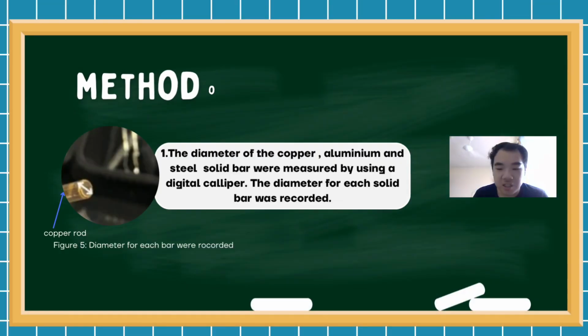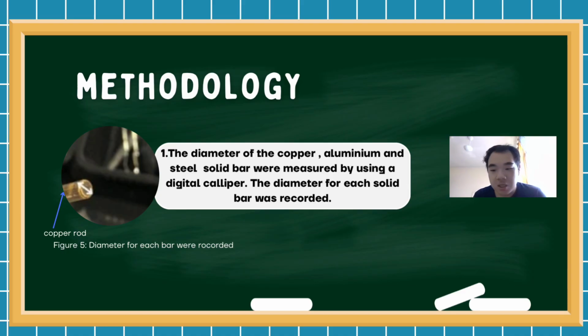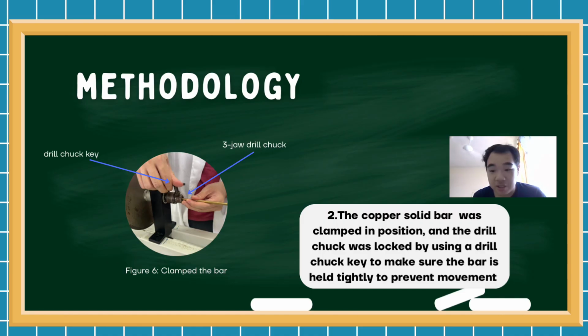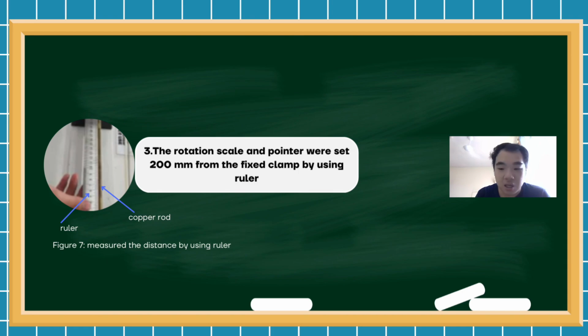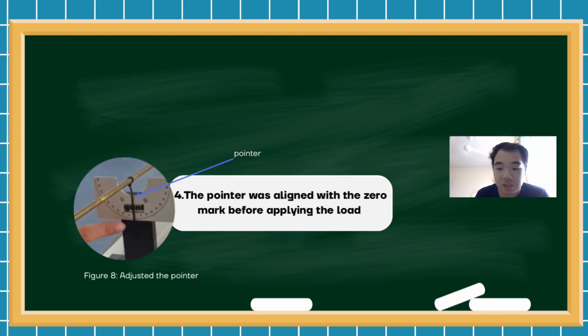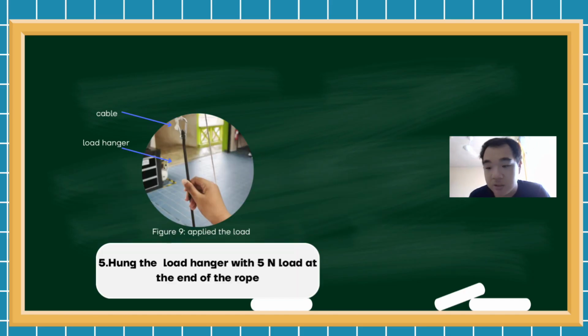For the methodology, the first step is that the diameter of the copper, aluminium, and steel solid bars was measured using a digital caliper, and the diameter of each bar was recorded. The second step is that the copper solid bar was placed in position, and the drill chuck was locked using a three-jaw chuck key to hold the bar tightly to prevent movement. The third step is that the rotation scale and the pointer were set 200 millimeters from the fixed clearance using the ruler. The fourth step is that the pointer was aligned with the zero mark before applying the load. The fifth step is to hang the load, starting with 5 newtons, at the end of the lock.